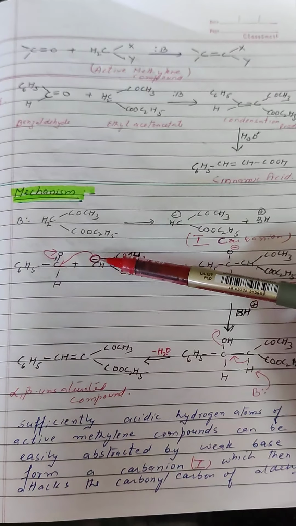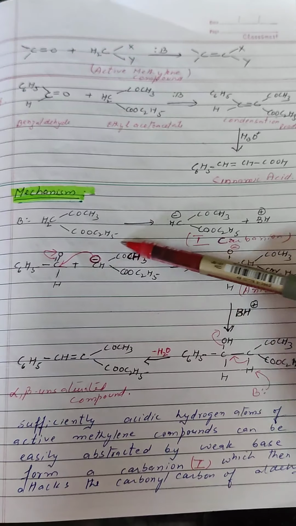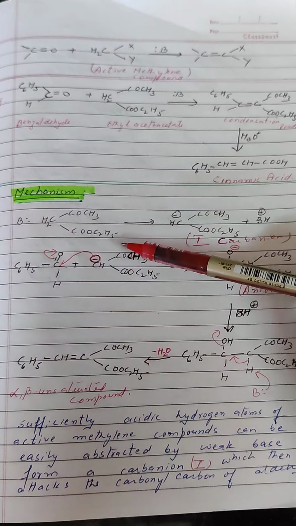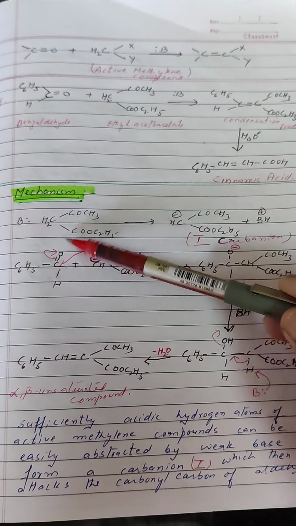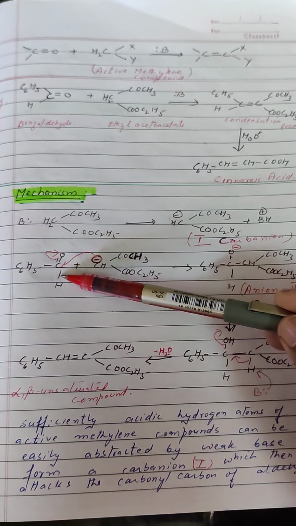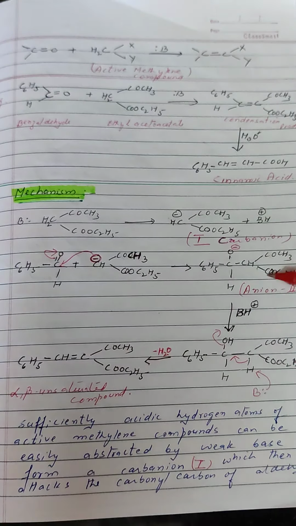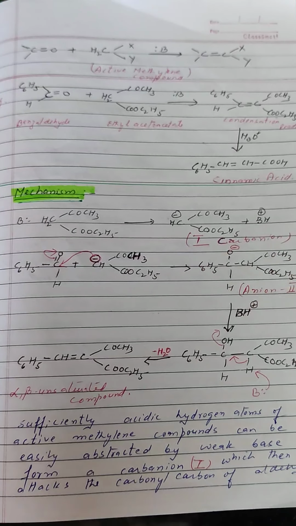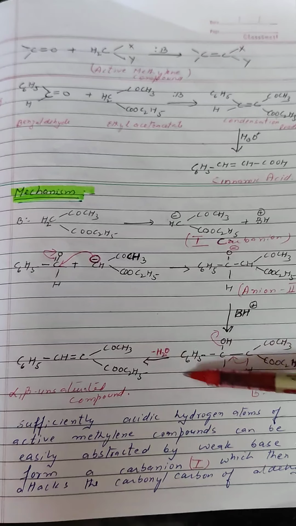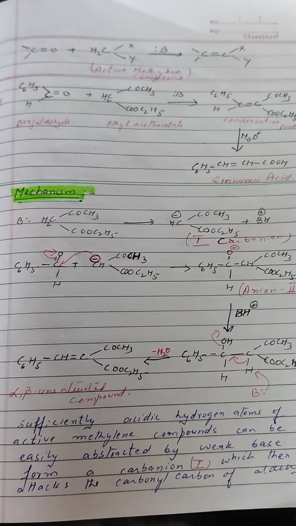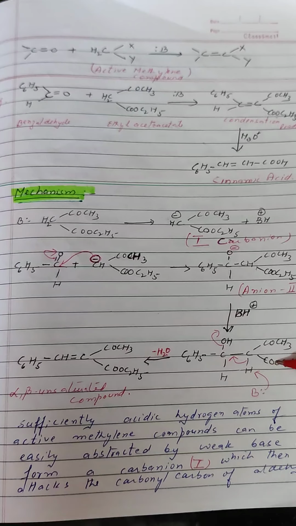Now this nucleophile, formed from the active methylene compound, will attack the carbonyl carbon of the aldehyde. This can be aliphatic or it can be aromatic, and it results in the formation of the anion 2. This anion 2 then picks up a proton from the medium, resulting in the formation of an aldol type condensation compound as I have shown here.